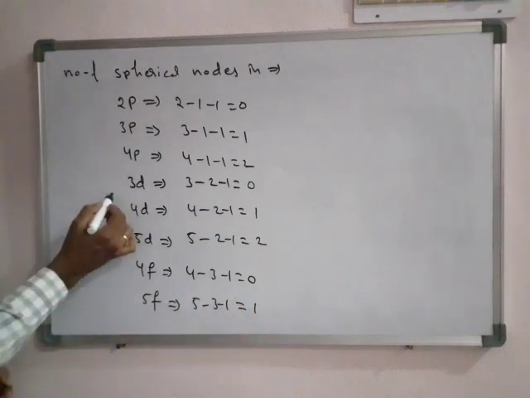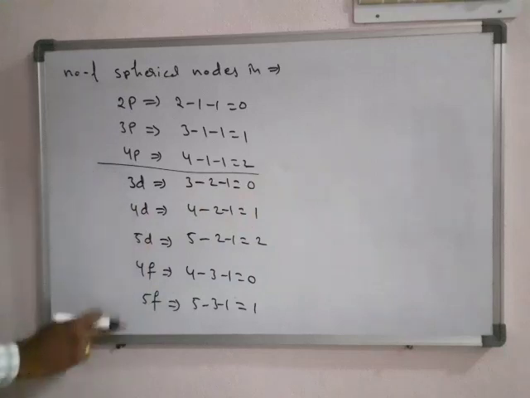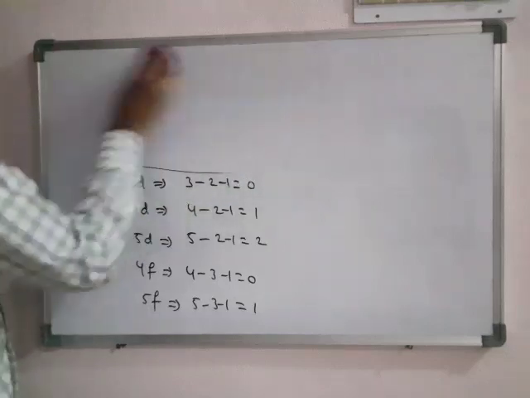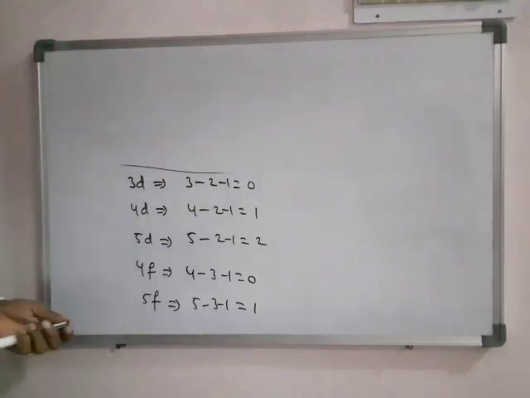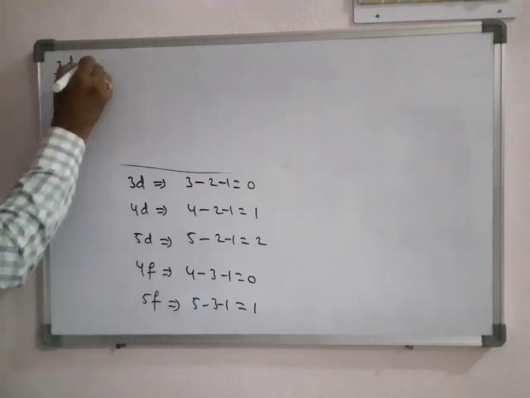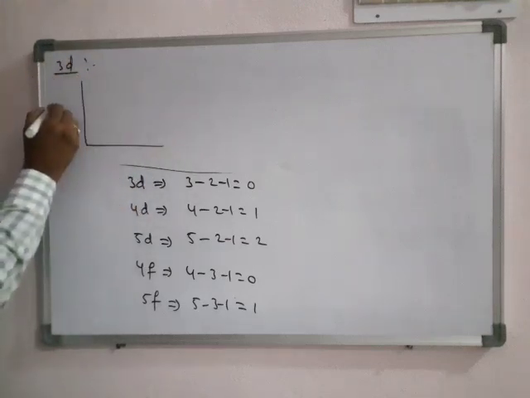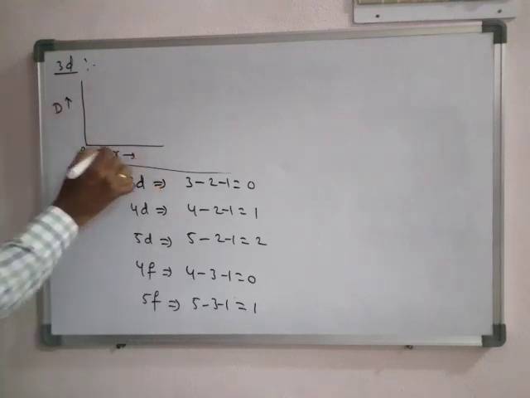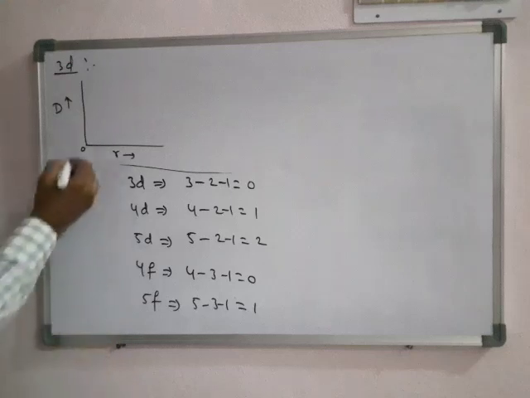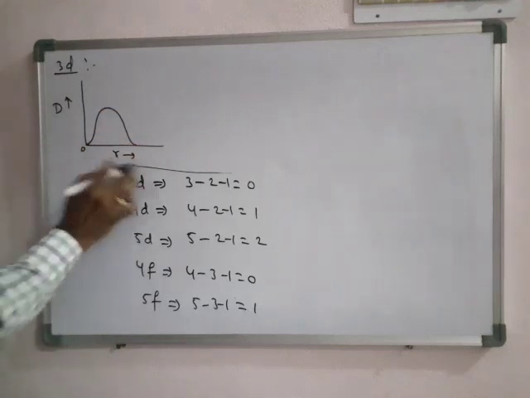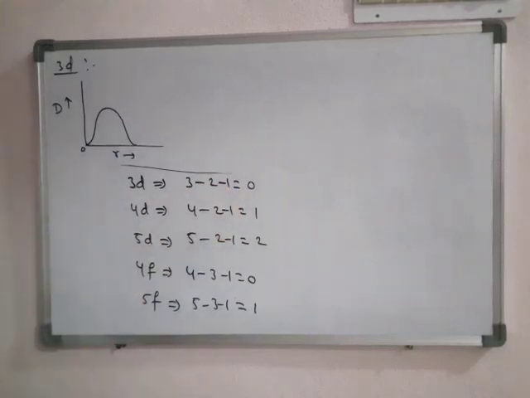We can draw all the equivalent diagrams. Now this is the diagram for this. What about 3d? d starts only from the third shell, so there are no spherical nodes. There is 0.